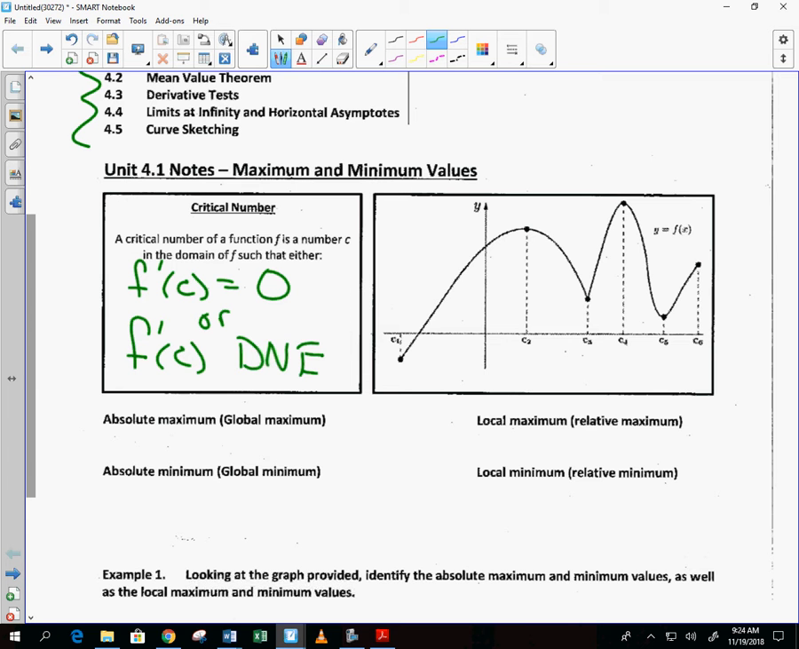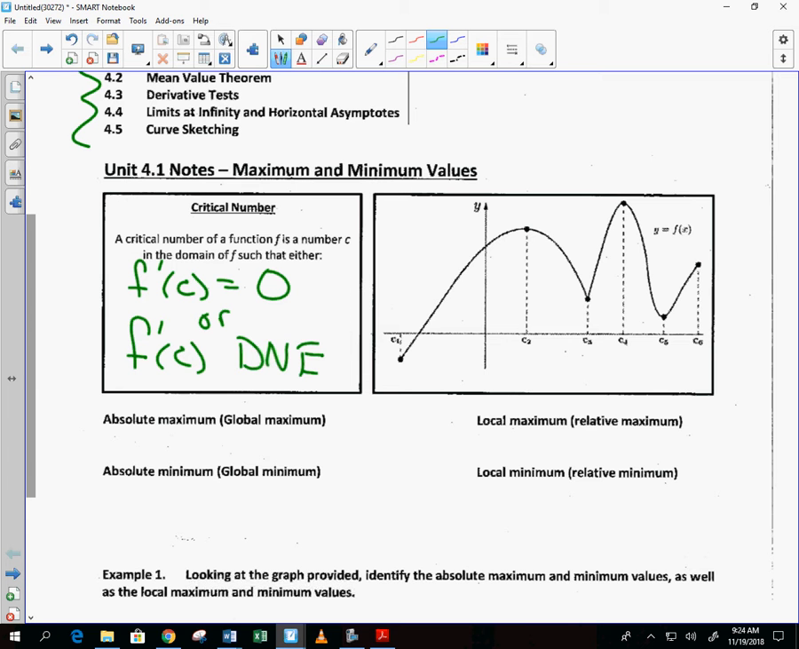A critical number is any number in the domain. So if you look here, C1, C2, 3, 4, 5, 6, any of these values all the way across the x-axis where the derivative is equal to 0 or the derivative does not exist. Can somebody tell me a place where the derivative does not exist? Why does it not exist at C3? It is continuous, but it's a corner.